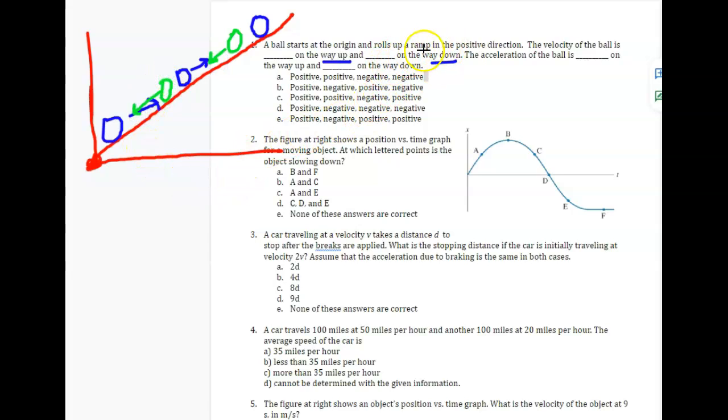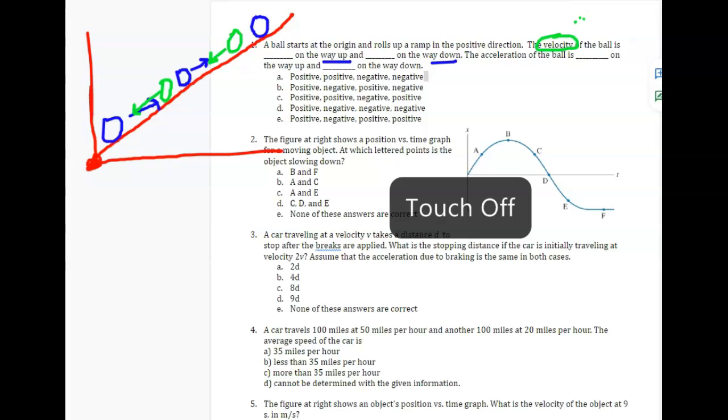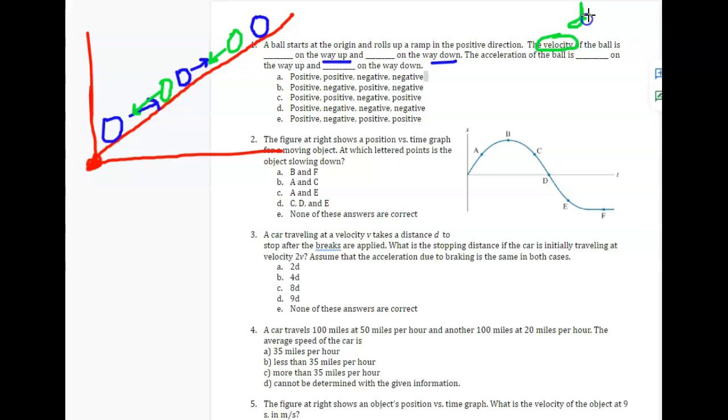So if we try to answer this question now, the velocity of the ball, okay, now velocity includes direction. So we got to be careful with that. So we got to make sure that we're remembering that this is including direction. All right, I have to turn my touch off. So this includes direction. Some sort of pause is not letting me write.